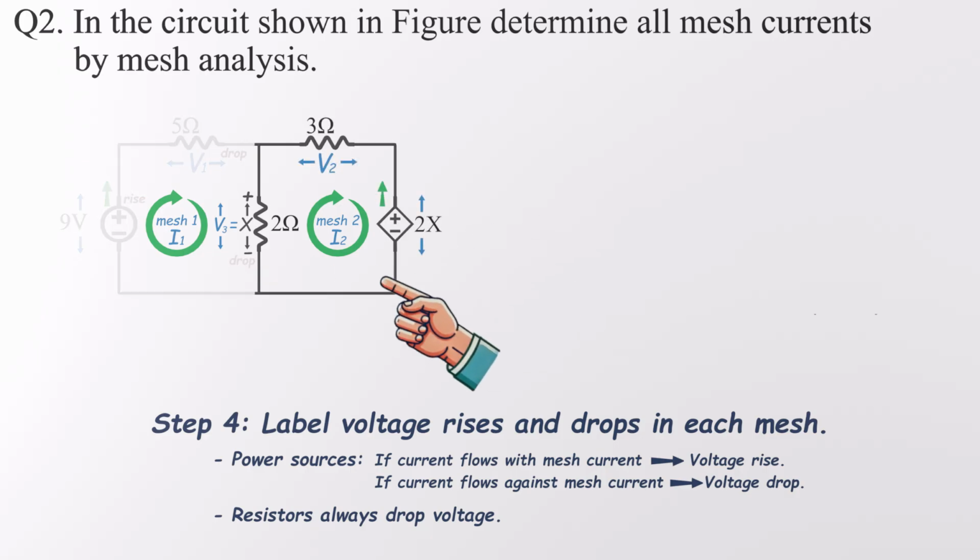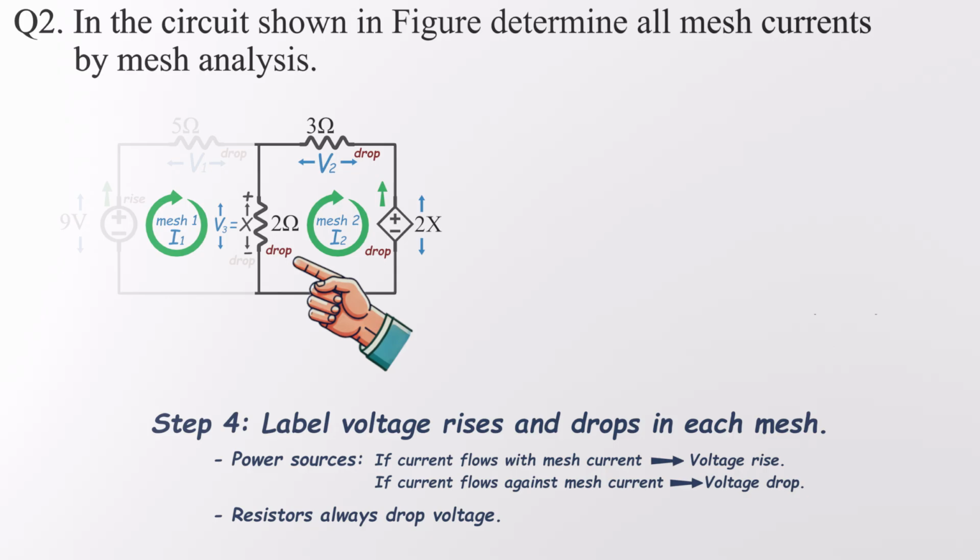When we look at mesh 2, we notice something important. The current through the dependent voltage source flows opposite to the direction of the assigned mesh current. That means this source should be labeled as a voltage drop, not a rise. And as always, resistors are voltage drops too. So in this mesh, every component contributes a drop. There are no voltage rises at all.